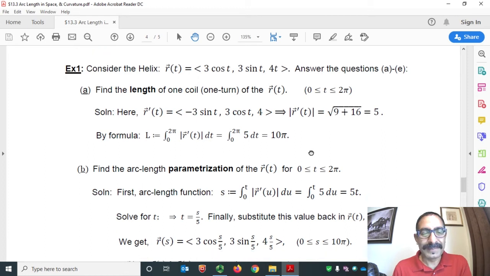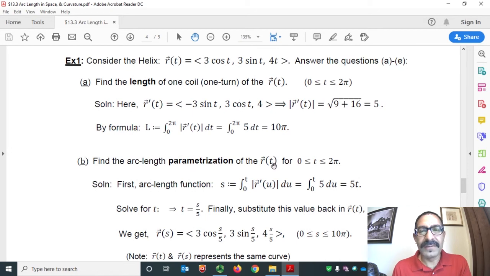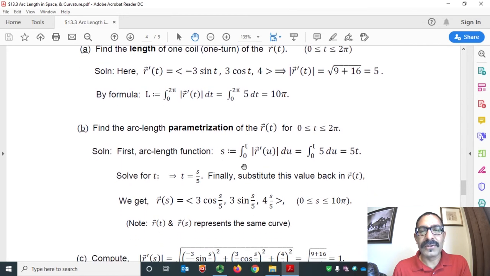Let's move on. Part B: find the arc length parameterization of the helix for t between 0 and 2 pi. First we need to define the arc length function, and then we need to find r(s). First, let's find the arc length function. S equals, by definition, the definite integral from 0 to t of the magnitude of r prime of u du. We already computed the magnitude of r prime, which is 5. So this equals, in the next step, the definite integral from 0 to t of 5 du, which equals simply 5t.